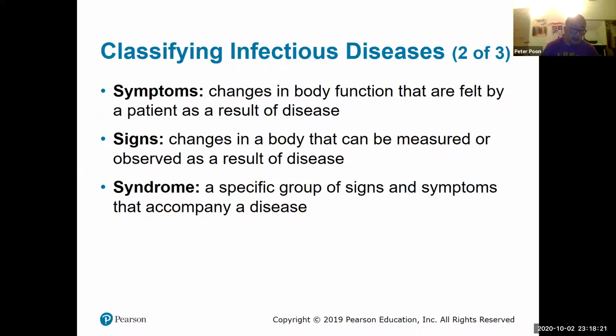First of all, what a sign and symptom are. A sign is a change in the body that can be measured. So a physical measurement. Like, hey, you have a fever of 104. That is a sign. "I feel like crap" is a symptom. So "I feel sweaty" or "I feel like puking" is a symptom. "I'm actually puking" is a sign. So make sure you know the difference. A syndrome is a specific group of signs and symptoms that accompany a disease.